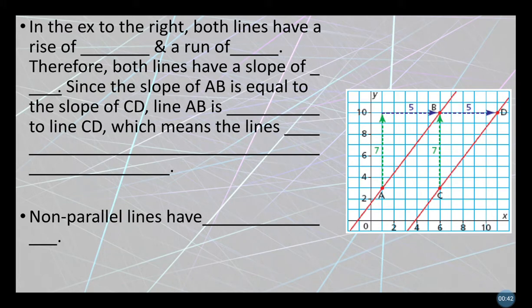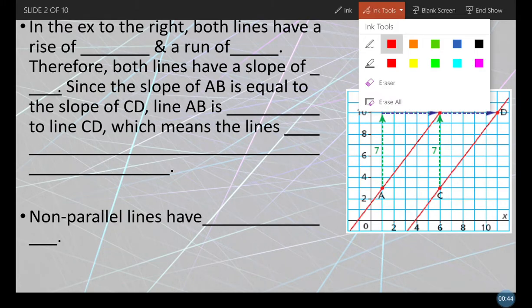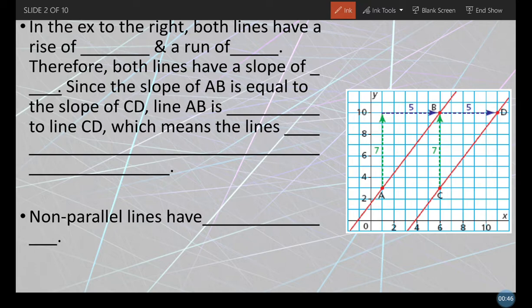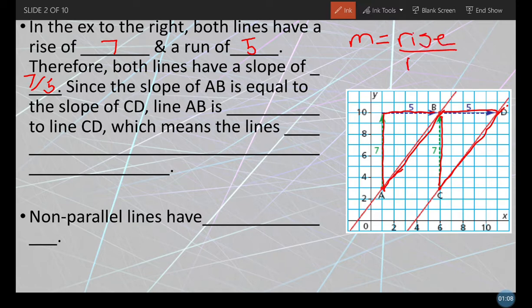So it says here, in the example to the right, both lines have a rise. So here's line AB, and here's line CD. Both of them have a rise of 7, right, and a run of 5. Therefore, both lines have a slope of 7 over 5. Remember, if you're given a graph, you can find the slope by using m is equal to the rise over the run.